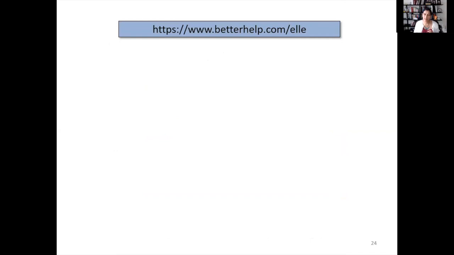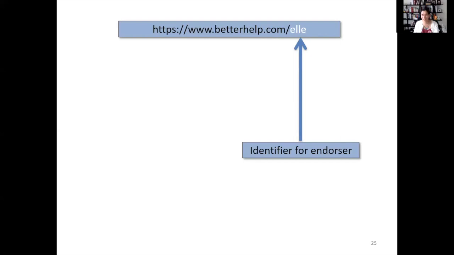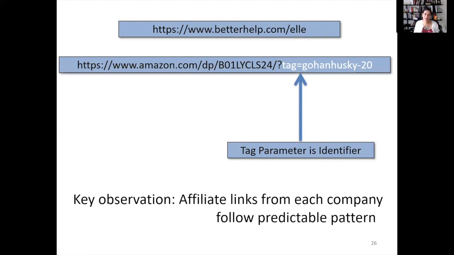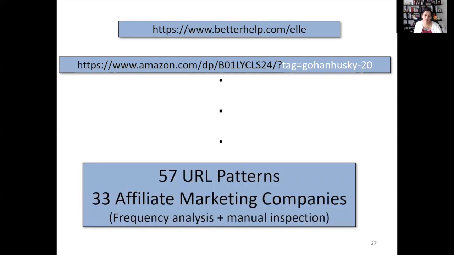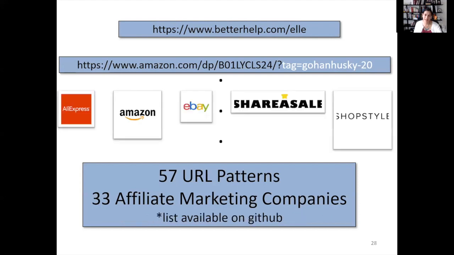What we started to notice is that the website links that were affiliate marketing links typically have some sort of pattern that helps the brand, in this case BetterHelp.com, know that it's Elle sending the traffic to their site, so they know who to pay. We noticed this was the clear case for all the affiliate links that people use. Here's an affiliate link for Amazon, and you can see that this tag parameter is identifying that Gohan the Husky is who should be paid. We found a lot of these different patterns, and this helped us to identify, first of all, that there are lots of affiliate marketing companies. Amazon is one of the biggest.